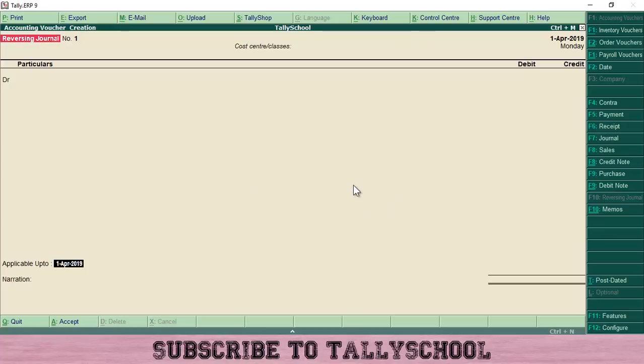If you are confused about your entries, then please be sure that your entries will almost always come under the 10 accounting vouchers, unless you are using inventory in your business. If you're using inventory in your business, then there are specific different inventory vouchers as well, about which I'll be creating a video in the future, soon. So 10 different accounting vouchers, you must know what they are in Tally.